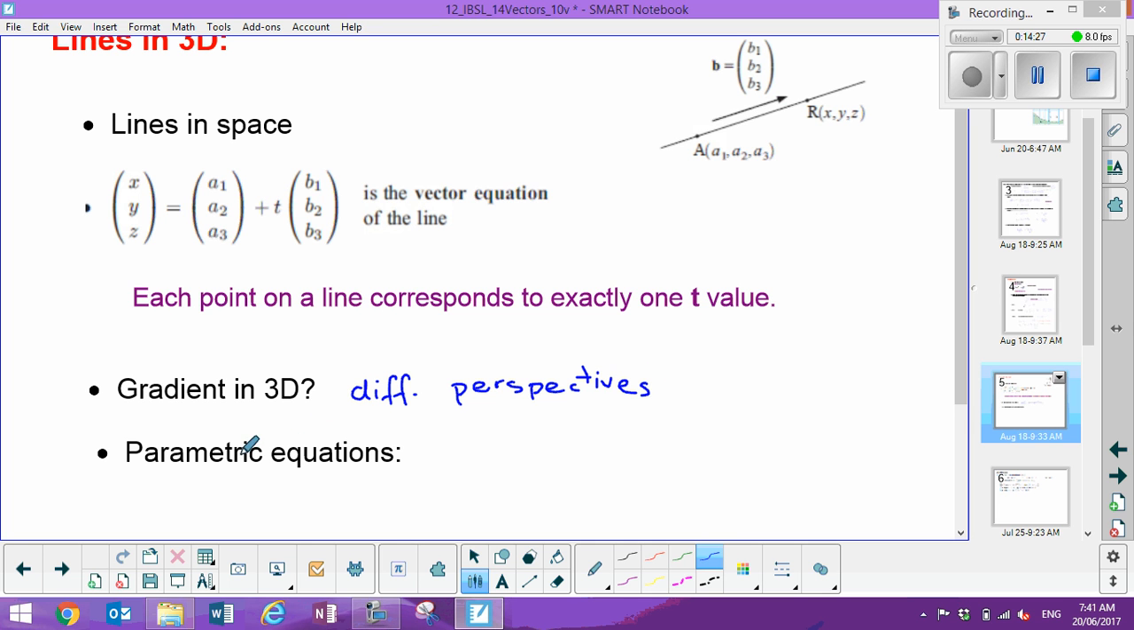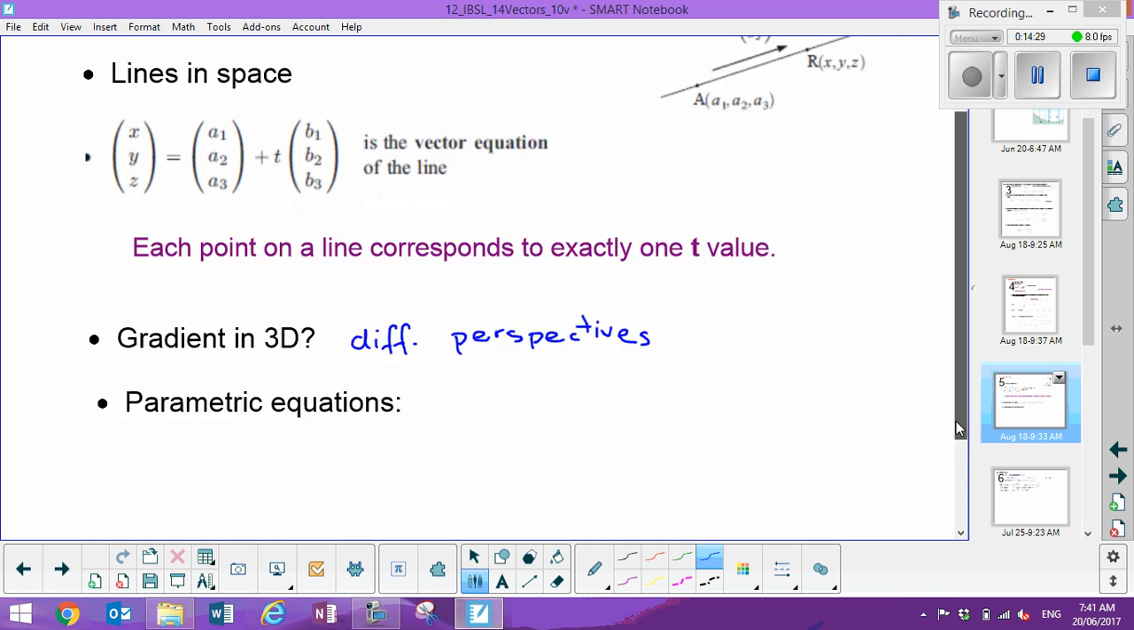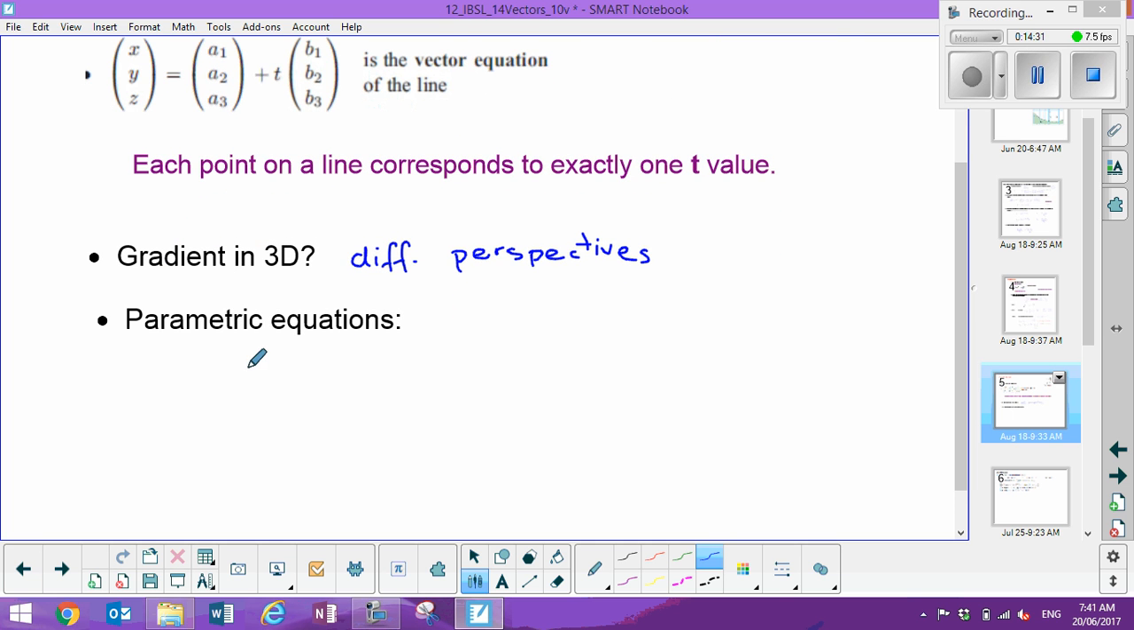So you can't just easily work it out. In terms of parametric equations, then we can break that all down. So we can go x is equal to a1 plus t lots of b1. y is equal to a2 plus t lots of b2.